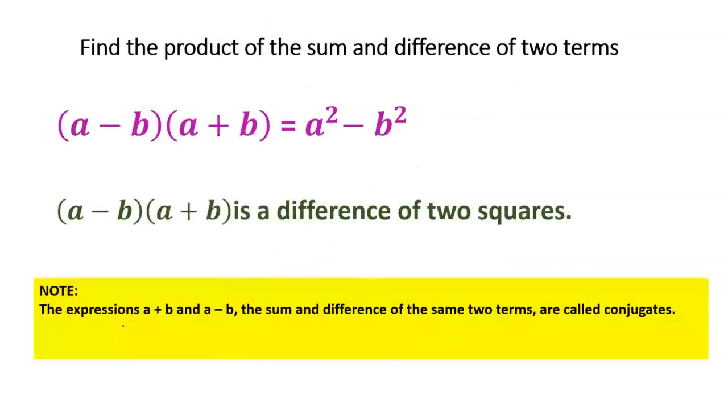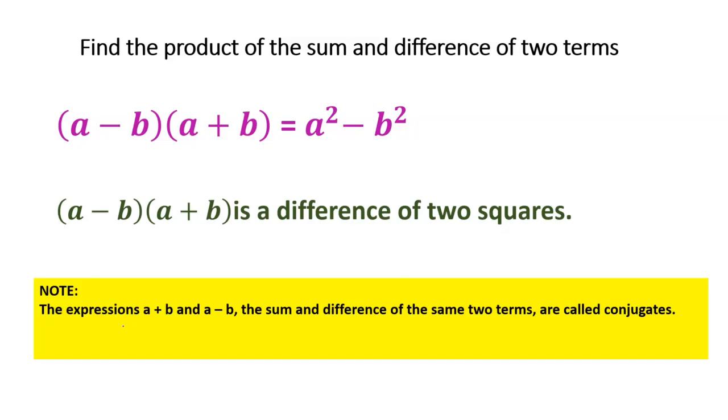Let's look at another formula here. Find the product of the sum and the difference of two terms. (a minus b) times (a plus b) equals a squared minus b squared. If I FOIL (a minus b) and (a plus b), you will see that the second term and the third term will be exactly the same but with opposite signs. They will cancel each other out. So that's why you will end up having only the first term and the last term. In this case, it's a squared minus b squared.